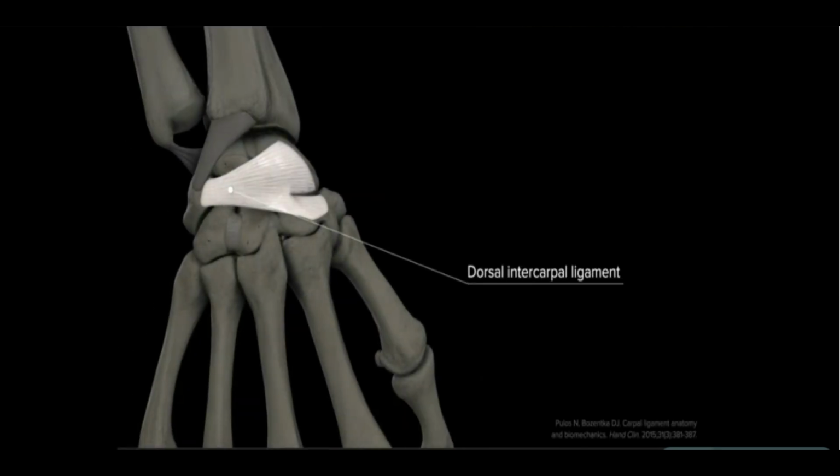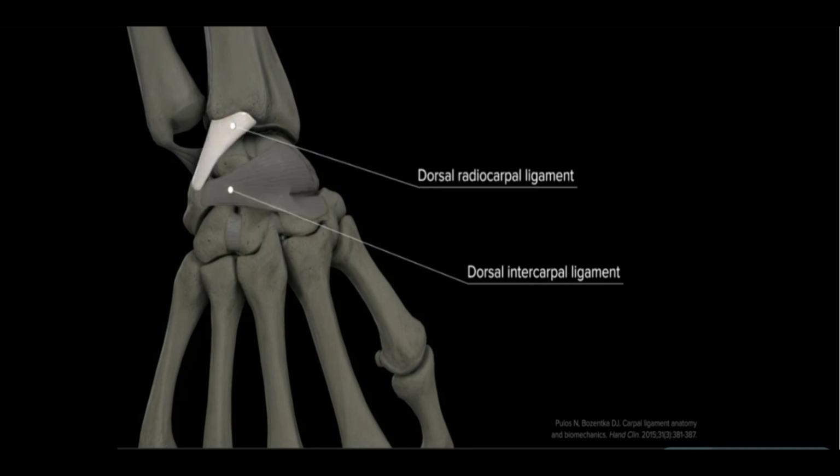Posteriorly, the dorsal intercarpal ligament provides stability, broadly extending over the carpal bones and the midcarpal joint space in a fan shape. Finally, the dorsal radiocarpal ligament attaches to the distal radius and angles across the wrist joint to the ulnar side onto the bones of the proximal carpal row.